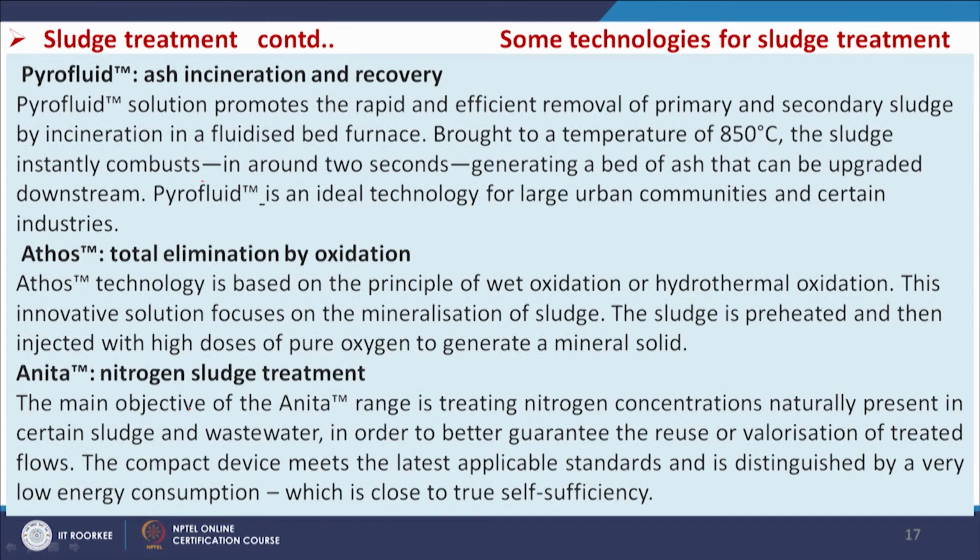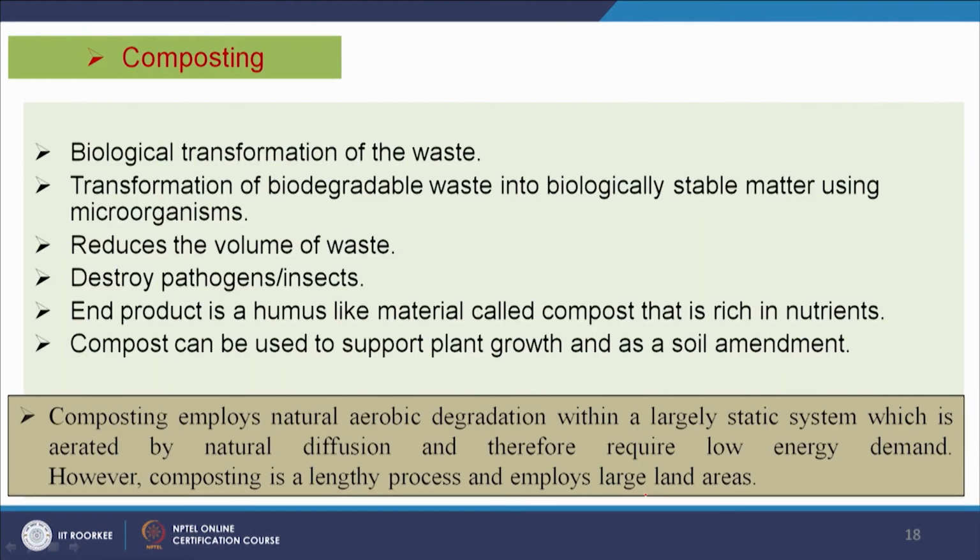And Anita TM, this is nitrogen sludge treatment. Basically, the main objective of the Anita TM range is treating nitrogen concentrations naturally present in certain sludge and wastewater in order to better guarantee the reuse or valorization of treated flows. The compact device meets the latest applicable standards and is distinguished by a very low energy consumption, which is close to true self-sufficiency. Now, we will discuss composting.